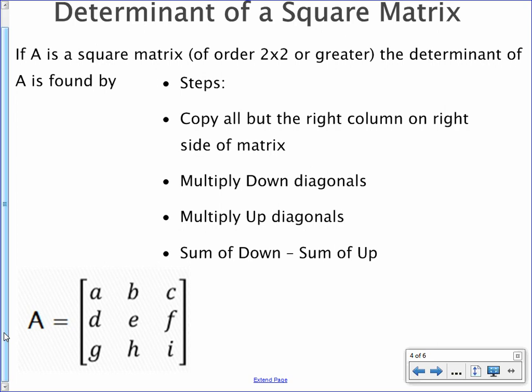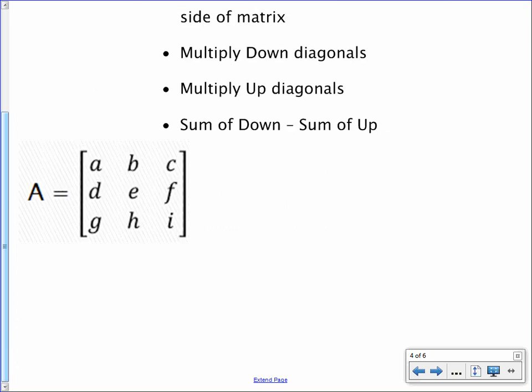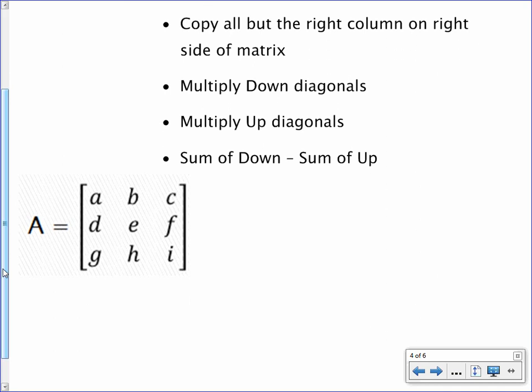copy all but the right column on the right side of the matrix. So, everything but the right column would be our first column and our second column.